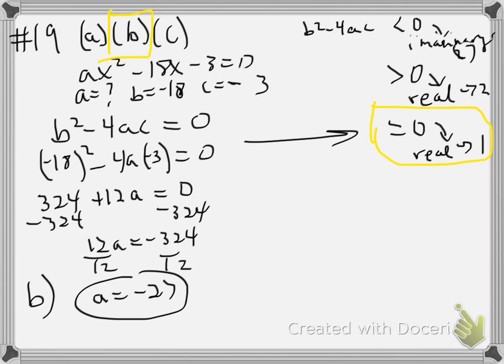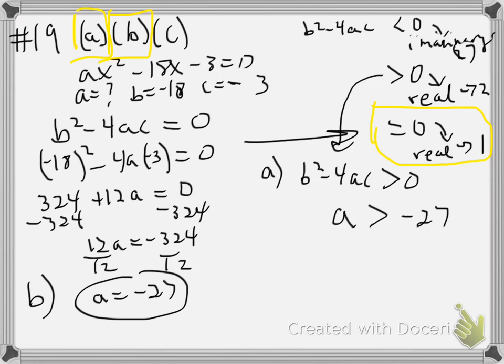Negative 27. Well, when you go to do A, it's the exact same setup except for one thing. For A, you get b squared minus 4ac has to be bigger than 0. We're doing this version here. We want 2 real solutions. Well, it's going to get the exact same answer, so you're going to end up with a is greater than negative 27.